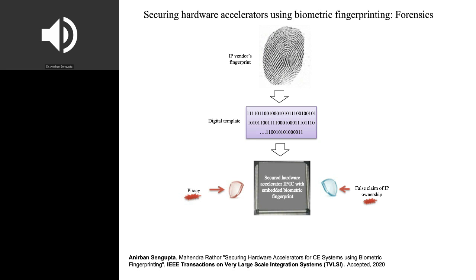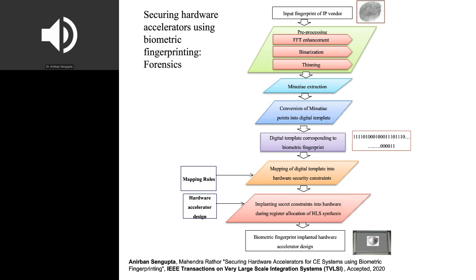So let's see what that sophisticated algorithm is and how it works. Suppose we start with an input fingerprint of an IP vendor, and once it is captured through an optical scanner device, it is then subjected to pre-processing, where we have FFT enhancement followed by binarization and thinning. In the FFT enhancement stage, in the FFT transformed image obtained after FFT multiplication of the matrix, each pixel value of the FFT transform matrix is subjected to the calculation of the amplitude, and from that we can perform masking to obtain the masked matrix of the FFT enhanced image.